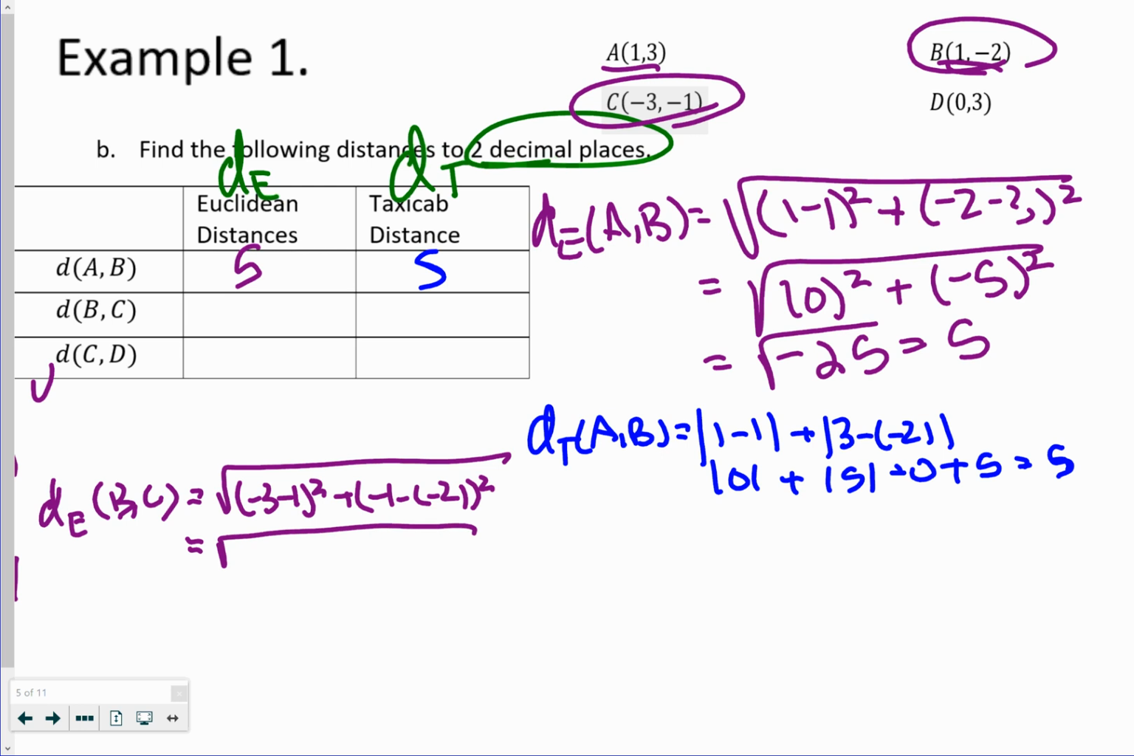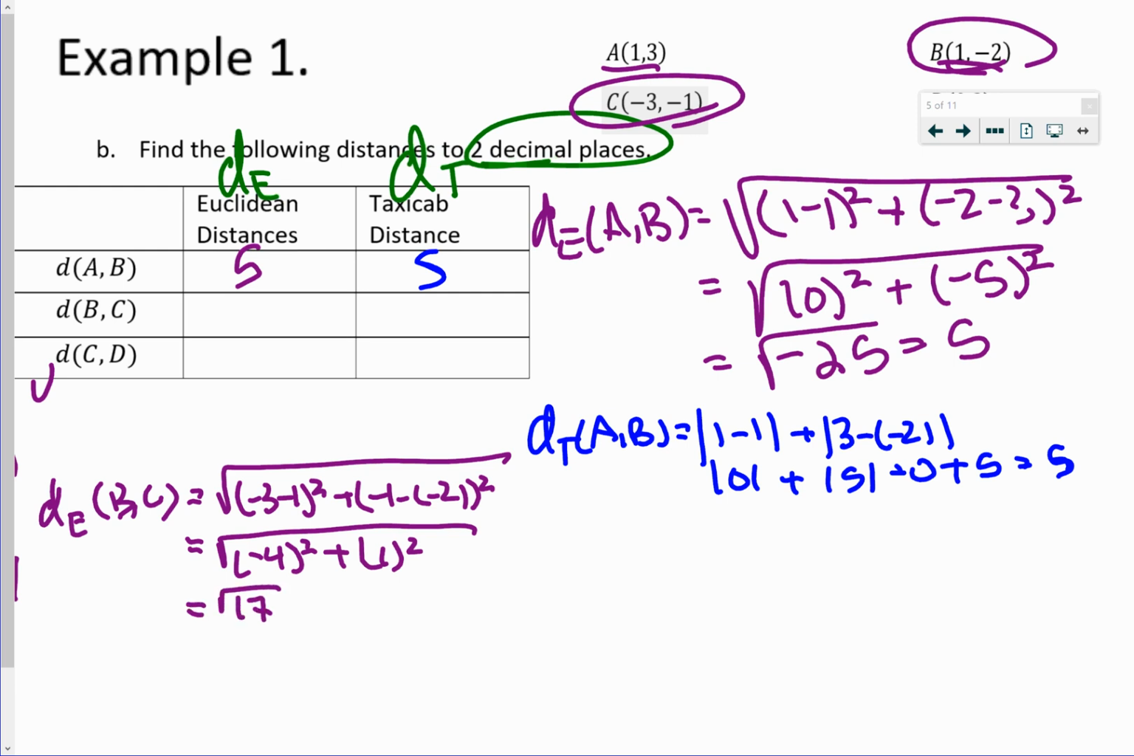So -3 minus 1 is going to be -4 squared plus -1 minus -2. It becomes -1 plus 2, which is +1 squared. We can do this one in our heads. -4 squared is 16, plus 1 squared is 17. So we get the square root of 17, which is approximately 4.12.